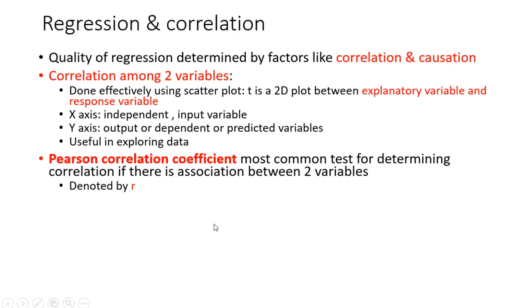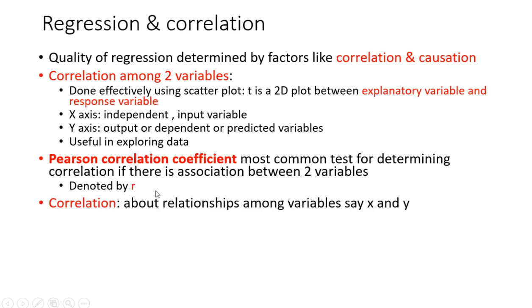A very good example of finding the correlation is the Pearson correlation coefficient. This is a very common test for determining the correlation, where we find the association between two variables. Mathematically it is denoted by the alphabet letter small r.